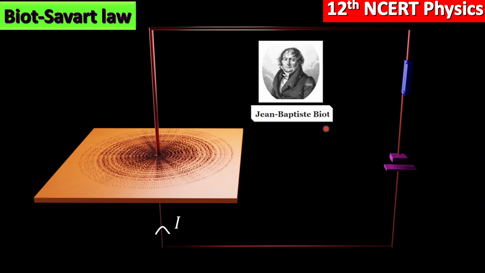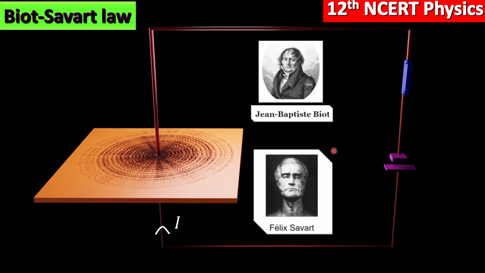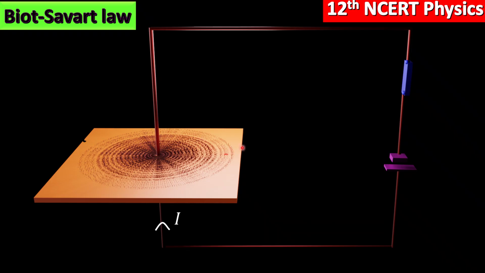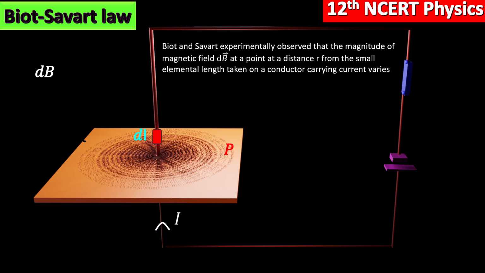The scientists Biot and Savart together derived the equation to find the magnitude of the magnetic field due to a current carrying conductor. Let us consider a point P here. At point P, dB magnetic field is produced due to a small elemental length dl of the current carrying conductor. The distance between dl and P is r.